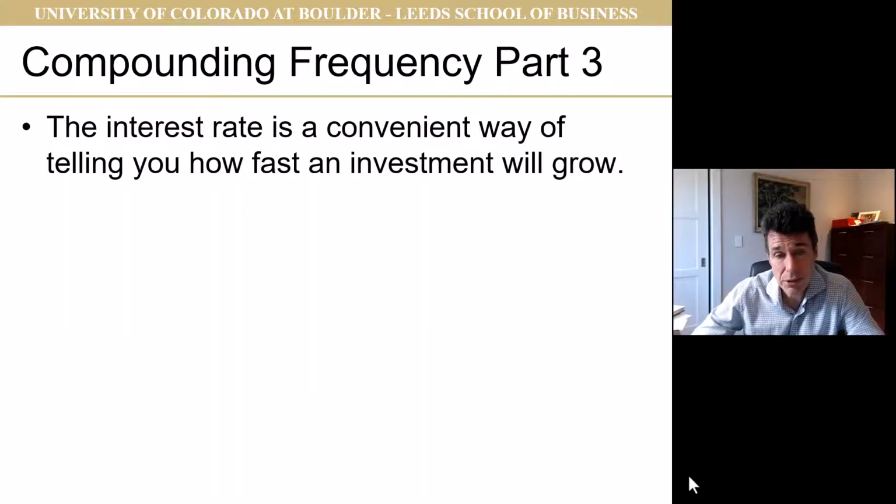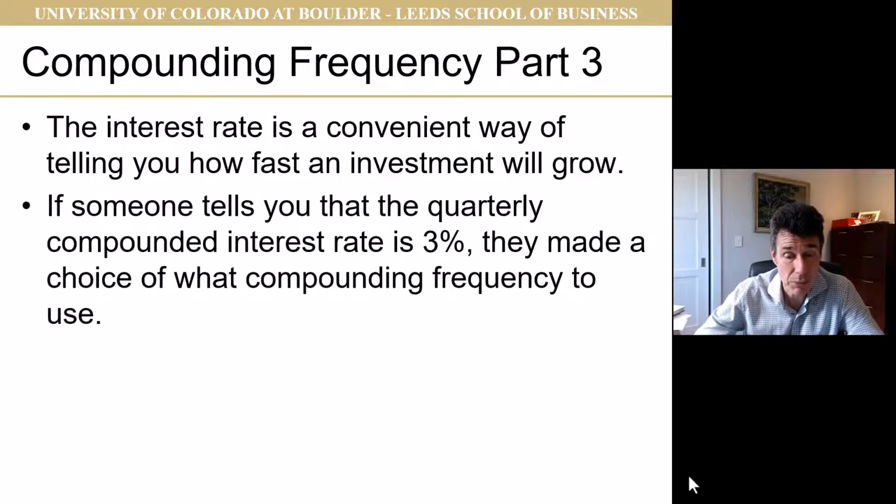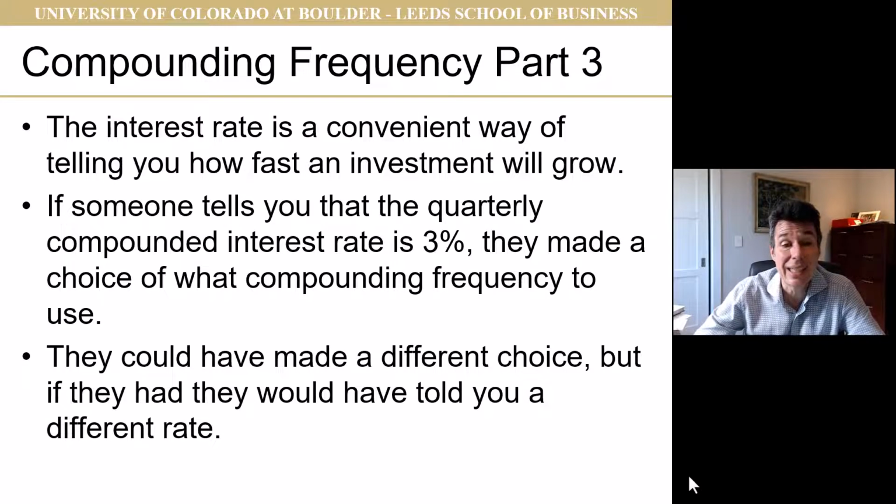So the interest rate is a convenient way of telling you how fast an investment will grow. If someone tells you that the quarterly compounded interest rate is 3%, they have made a choice of what compounding frequency to use, but they are telling you how fast the investment will grow. If they made a different choice, they would have told you a different rate. So the thing they care about, what they're telling you, is how fast the investment will grow.